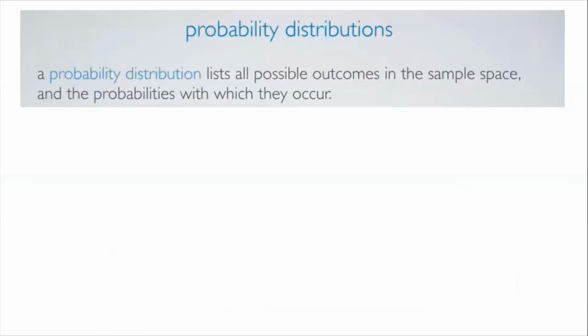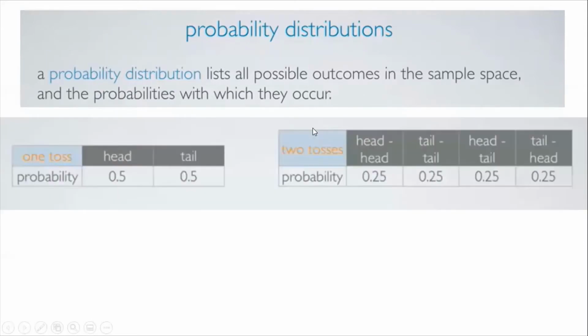And then we have our sample space because we're going to use the sample space in our probability distribution. If we want to look at the distribution of that probability, we need to know the sample space. A probability distribution lists all the possible outcomes in the sample space and the probability with which they occur. So let's take a look at two examples. Let's flip the coin one time and then two times. For one toss we have head and tail, and each probability is a half, 0.5.